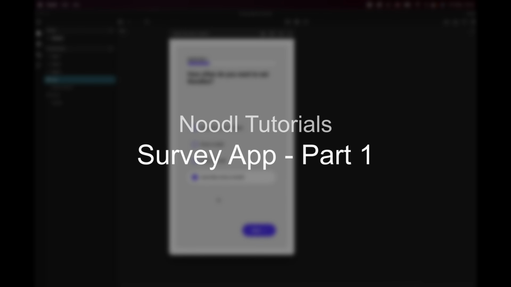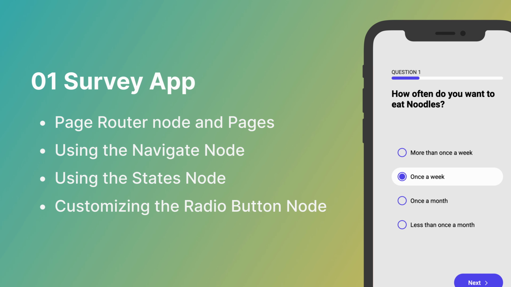My name is Johan, and in this video tutorial series, we'll build out a simple survey app. In this tutorial, we'll learn how to set up and use pages and a page router so that we can have navigation between different screens in our app. And we'll also learn how to take existing built-in UI components and customize them. We'll start with a simple customization, and then make the customizations progressively more complex as the series continues.